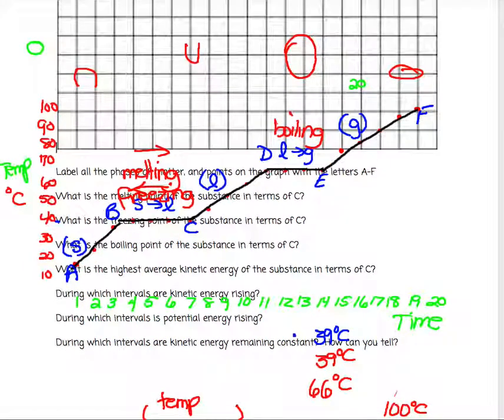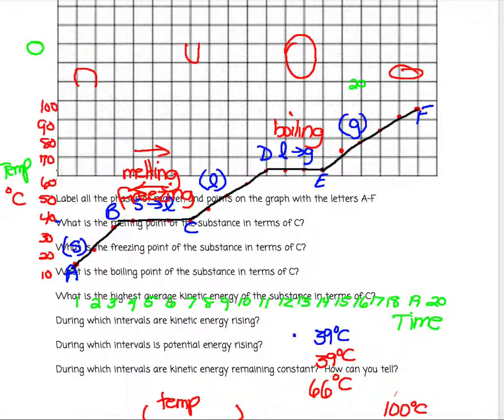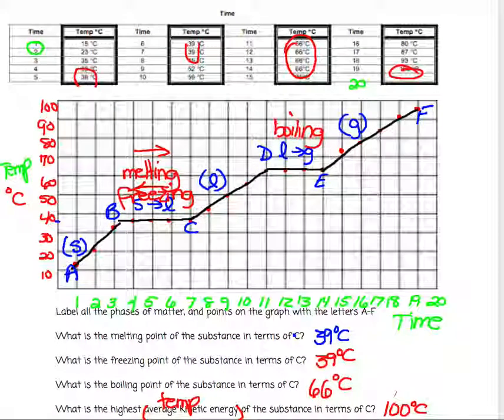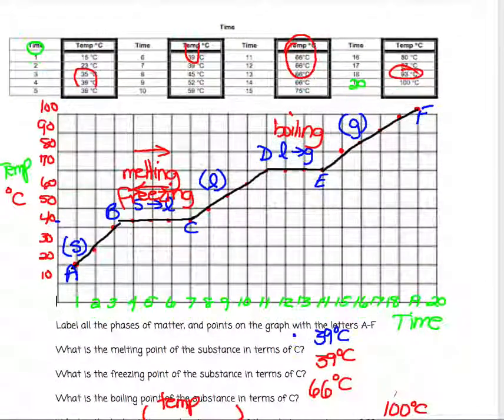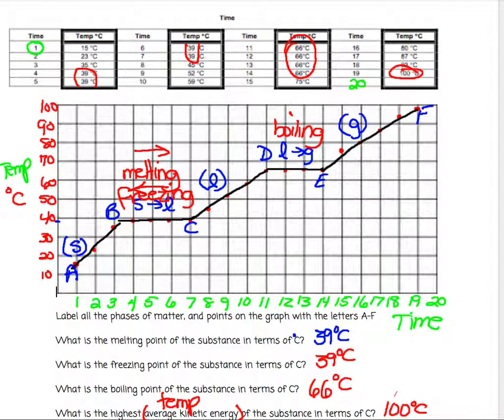During which intervals is kinetic energy rising? During which intervals is potential energy rising? Okay. Let's see if I can get it back on the line. It's not great, but okay. Potential energy is rising during intervals B and C. What color have I not used? Oh, let's use green again. This is where potential energy is rising. It's the plateau, PPP: plateau, potential energy, phase change.